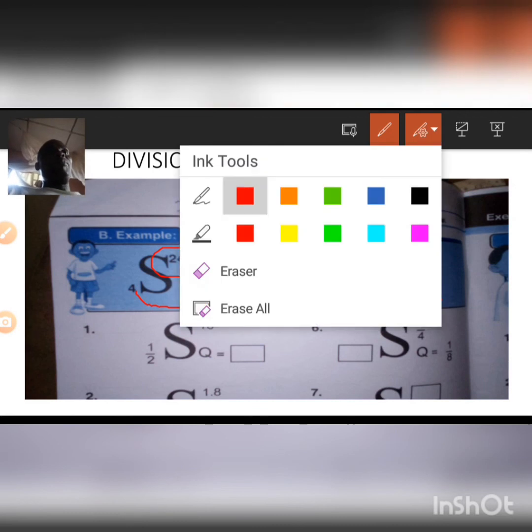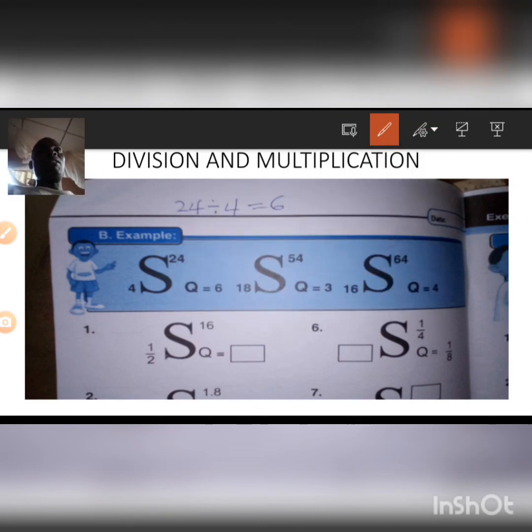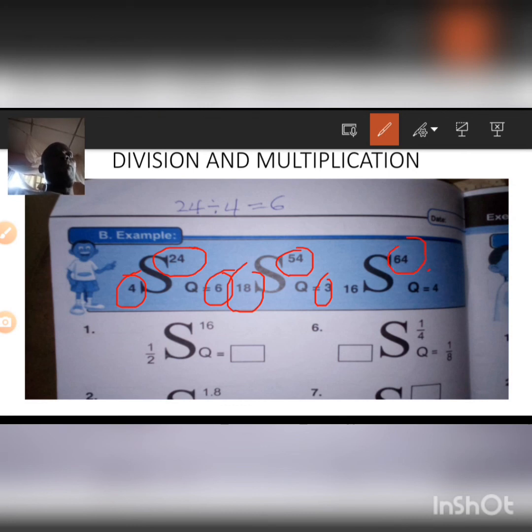Alright, finally, how can we get the 4? To get the 4, or the number on that side, we simply divide. So that means we divide 24 by 6. So 24 divided by 6 is 4. In the same way, when you divide 54 by 3, you get an 18. Divide 64 by 4, then you will get 16.